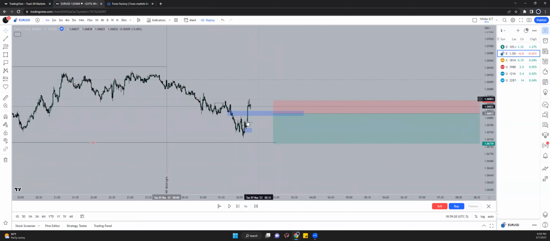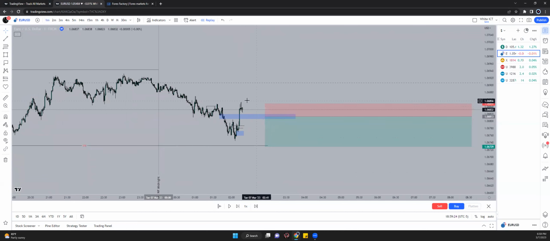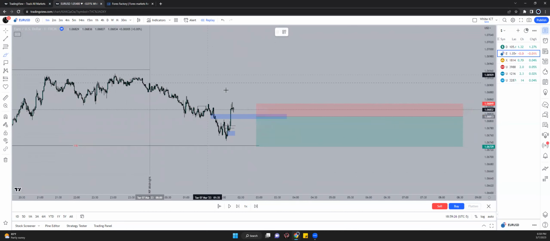So the mistake here was not waiting for price to go up correctly, right? It went up way too high. So it went up like this. When price goes up like that or drops down like this, you can discard this as a demand zone or supply zone. You gotta expect price to go up correctly or drop down correctly for that level to be valid.